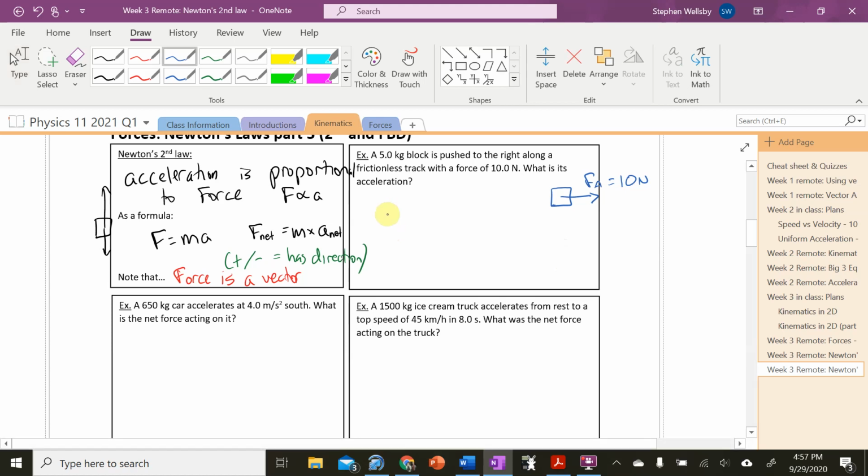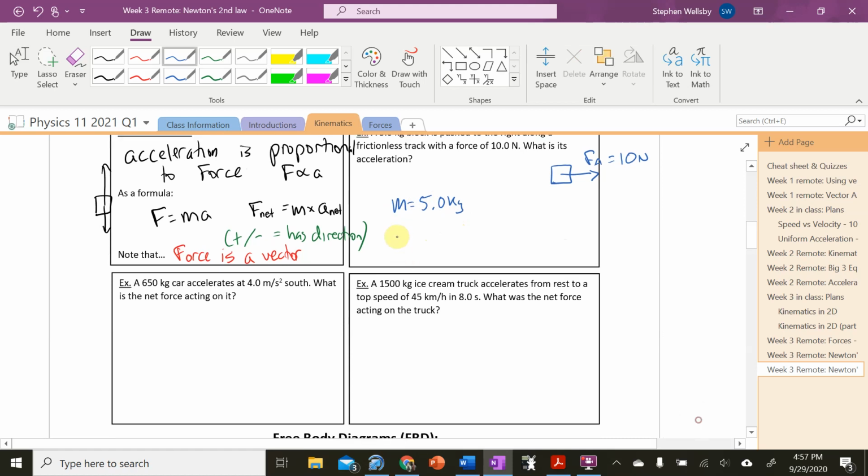Well, let's take a look at what we know. So the mass is 5 kilograms, the force is 10 newtons, and we're trying to solve the equation F equals ma for the acceleration. If we rearrange the equation, we have A equals F over m equals 10 over 5 equals 2, and the unit that we use for acceleration is meters per second squared. So if you have a 5 kilogram object, you apply 10 newtons of force, and the acceleration on that object will be 2 meters per second squared.